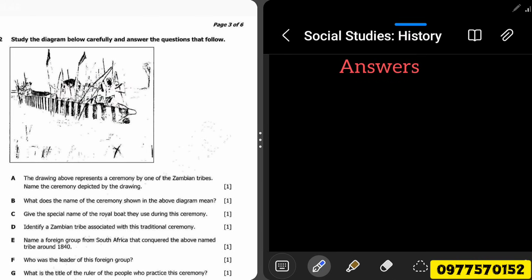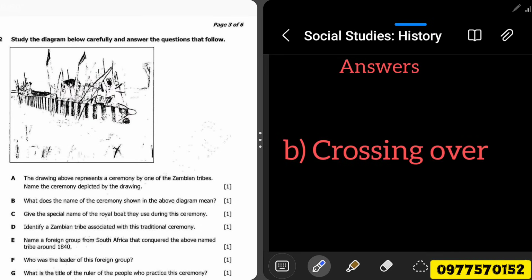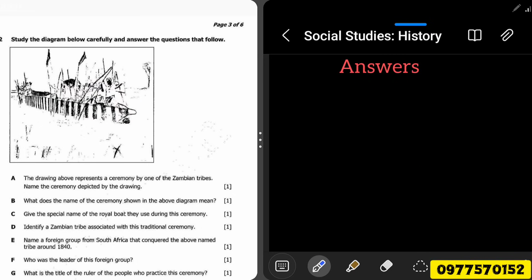The answer to the first question is the Kuomboka ceremony. Question B. What does the name of the ceremony shown in the above diagram mean? The name Kuomboka means coming out of the water. Give the special name of the royal boat used during this ceremony. The royal boat used during this ceremony is the Nalikwanda.